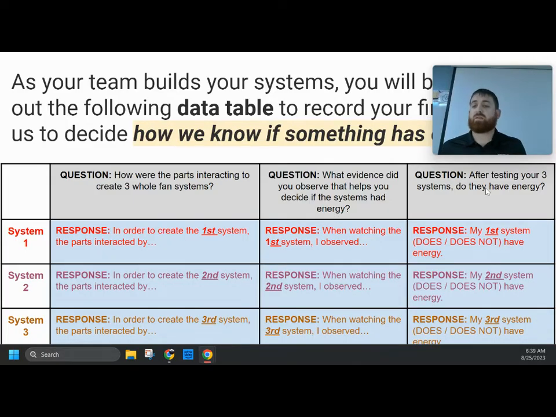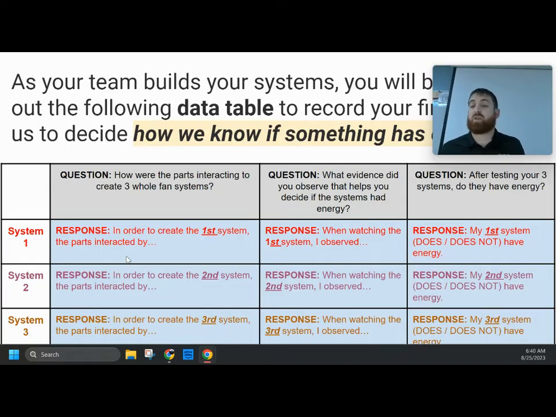After that, we're going to answer the final question. After testing your three systems, do they have energy? This is where you draw your final conclusion. Do you think that system had energy or not? And you can highlight whatever one you believe is best, does or does not have energy.